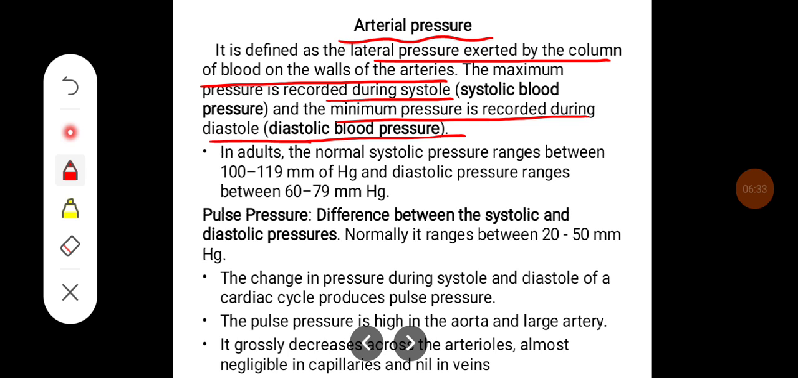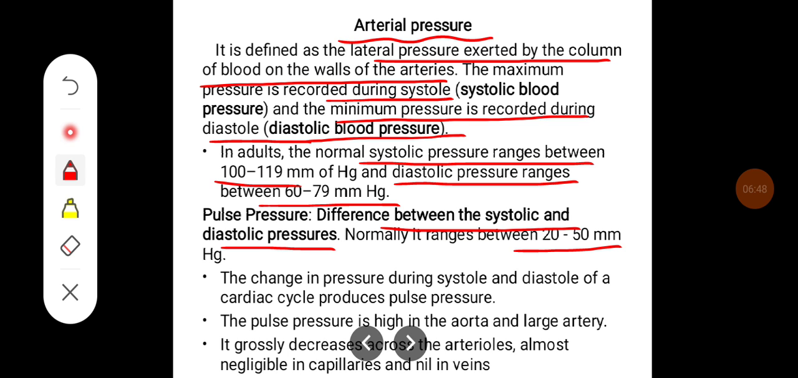In adults, normal systolic pressure ranges between 100 to 119 mm of Hg, and diastolic pressure ranges between 60 to 79 mm of Hg. Pulse pressure is the difference between systolic and diastolic pressure. Normally, it ranges between 12 to 50 mm of Hg. The change in pressure during systole and diastole of a cardiac cycle produces pulse pressure.